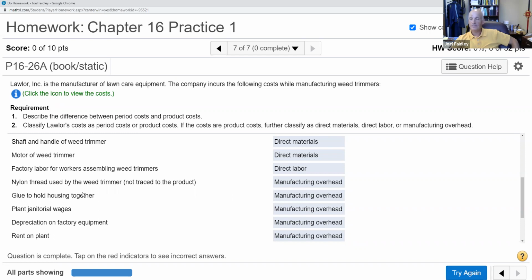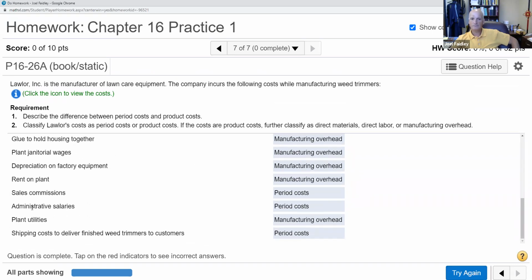The glue as well, it's not considered significant enough to be part of, like, the motor and the shaft and the handle. Those are higher cost parts. This other stuff, like the nylon thread and the glue, they just charge to manufacturing overhead and then allocate it to each department in some rational manner, usually by direct labor. Janitorial wages, depreciation, rent on plant, all of those.